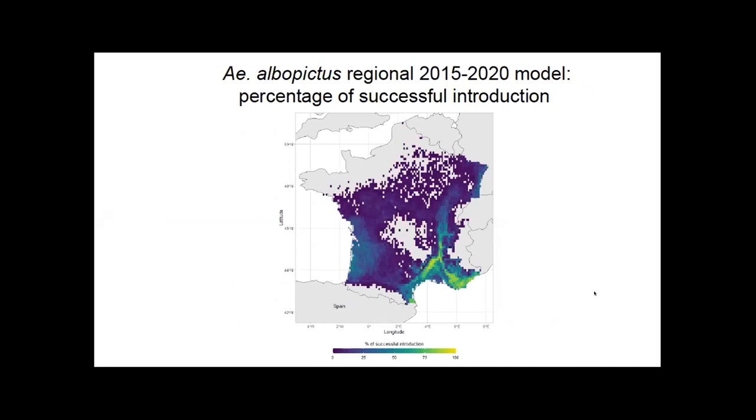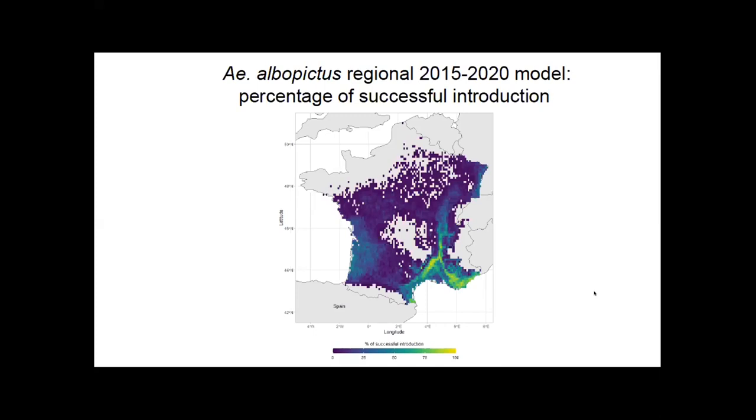Here we provide an example of the output of a regional model of Aedes albopictus, where we simulate the introduction of 100 eggs in each pixel covering continental France, from the spring of 2015 till spring 2020. At the end of the simulations, the areas where we recorded the highest amount of iterations resulting in a viable population were the southern part of France and the Rhone Valley, as well as a bit here on the west coast of France.